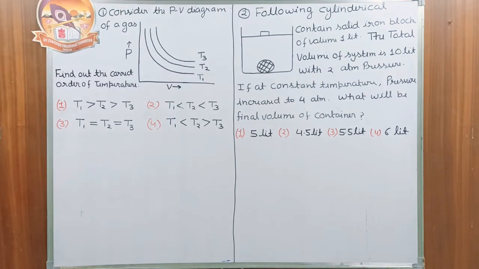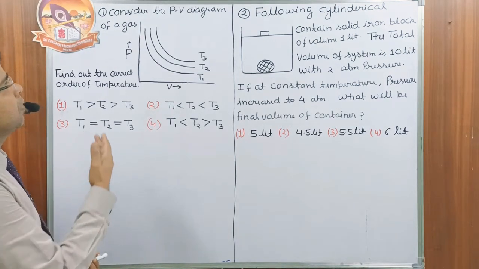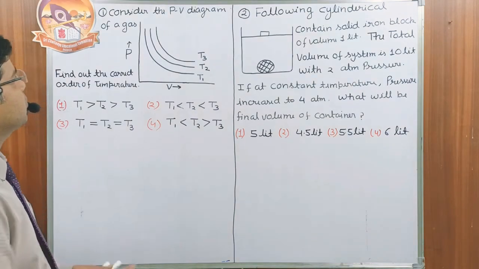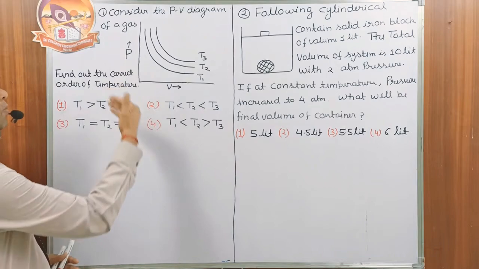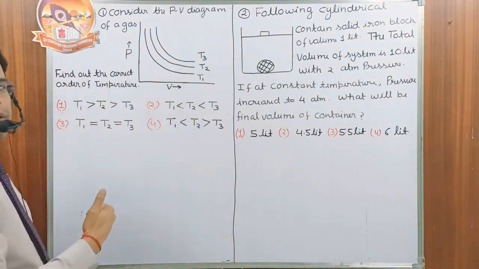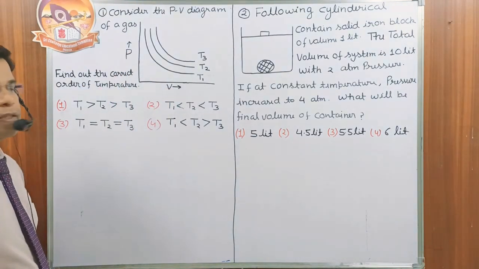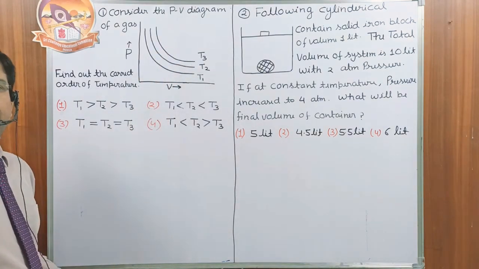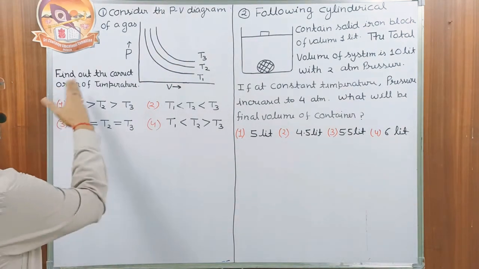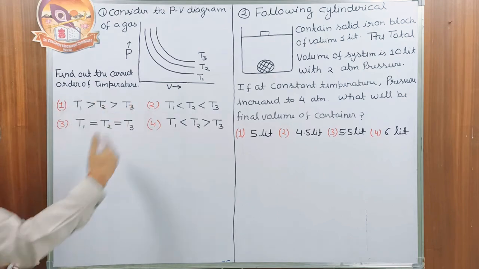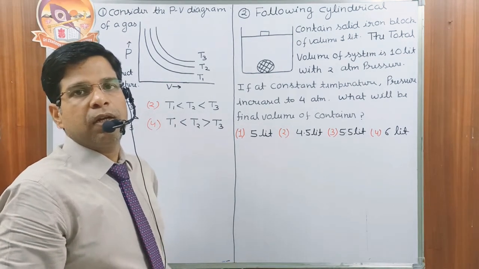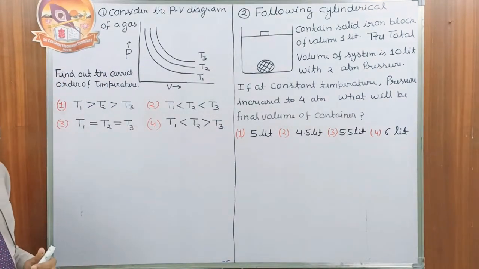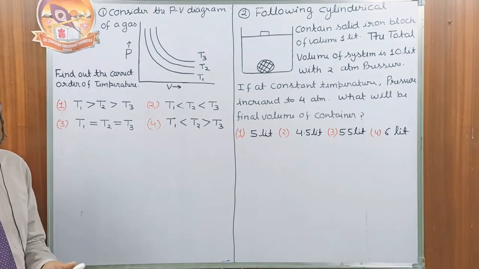Now in question number 1, it is given: consider the PV diagram of a gas. The diagram is given to us. On the y-axis we have P, and on the x-axis we have V, and 3 different temperatures are given. We have to find the correct order of the temperatures, the correct relationship amongst the temperatures. 4 options are given to us.